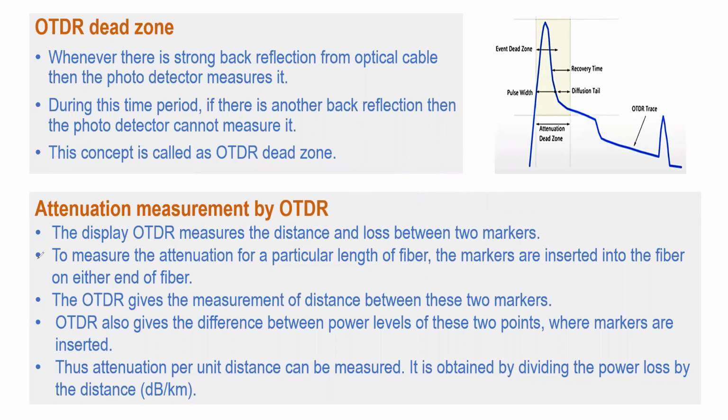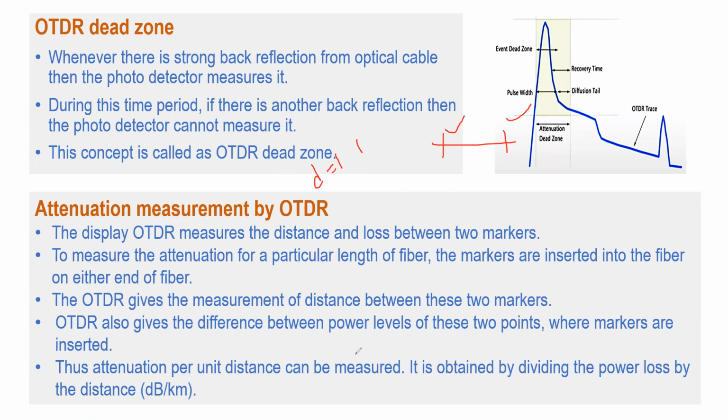Attenuation measurement by OTDR. How to measure attenuation using OTDR? The OTDR display measures the distance and loss between two markers. To measure the attenuation for a particular length of the fiber, the markers are inserted into the fiber, one over here and the other one over here, on either end of the fiber section. The OTDR gives the measurement of distance between these two markers, like we calculated the distance between the fiber's starting end and ending end previously.